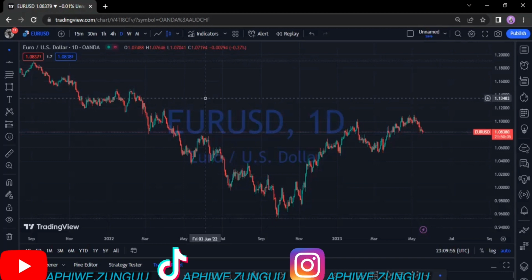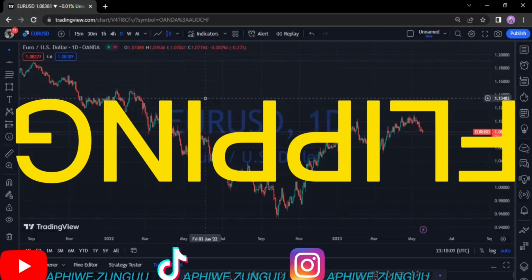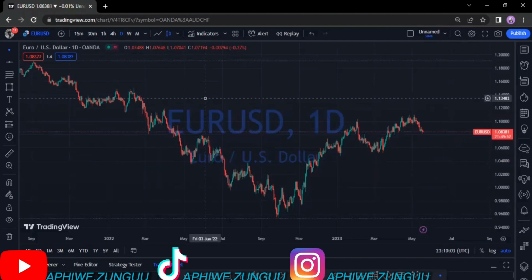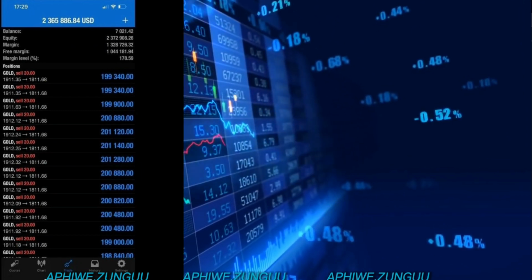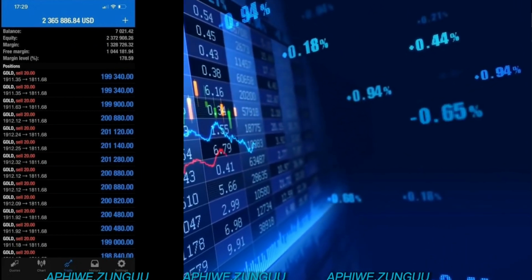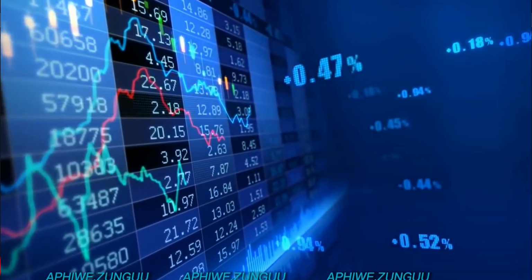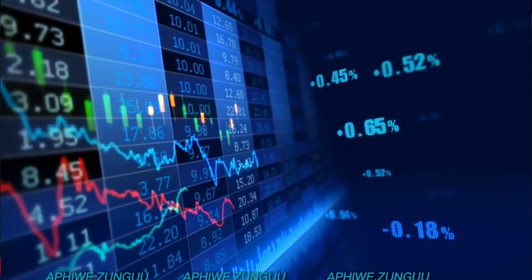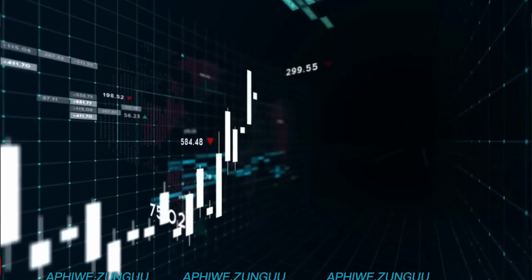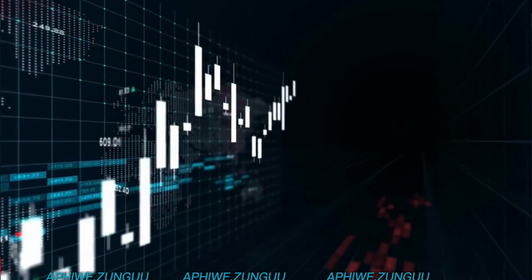You must understand there's a difference between growing a small account and flipping an account. People that are flipping an account are barcoding, entering a lot of entries on a small account, full margin, fast growth. That is flipping an account. We're not talking about flipping an account, we're talking about growing an account.